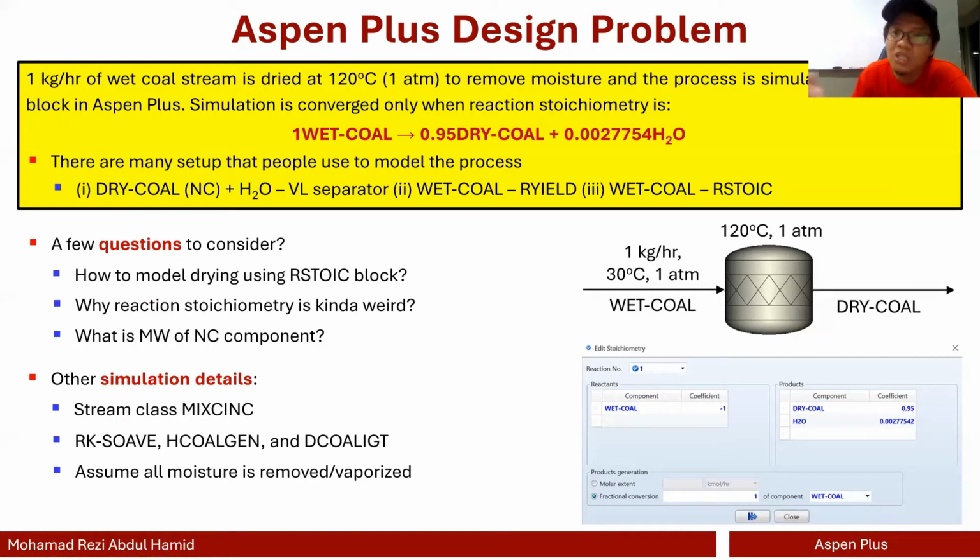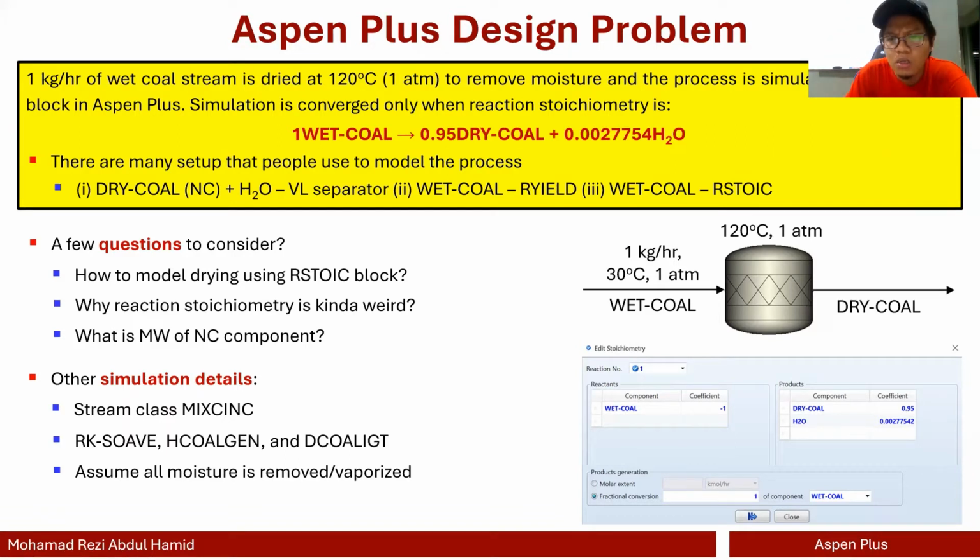To do the calculation, you need to know the incoming mole flow of the reactant. But in this case, I'm dealing with a non-conventional component, which is coal. So how can I know the molecular weight of this non-conventional component? Those are the three things that I want to highlight in this video. Not so much about the process itself, but my thought process when I do this simulation.